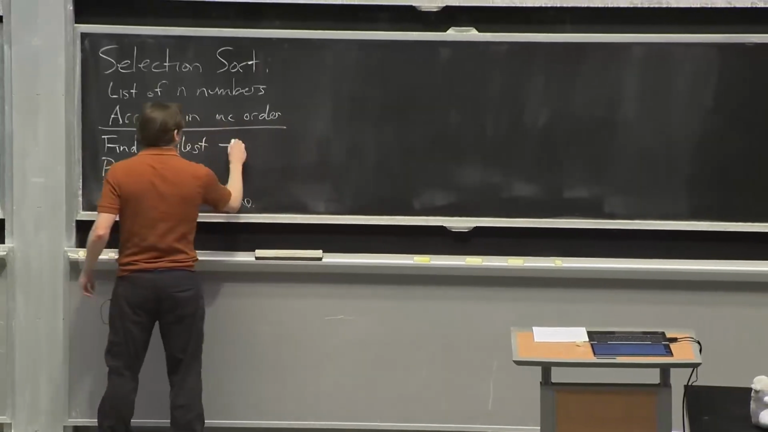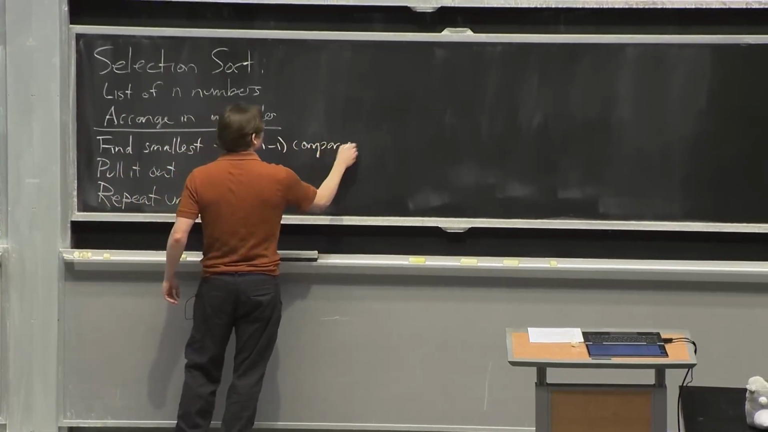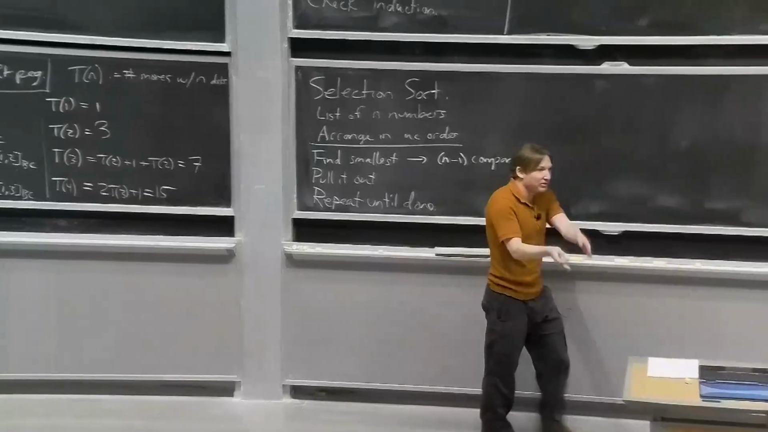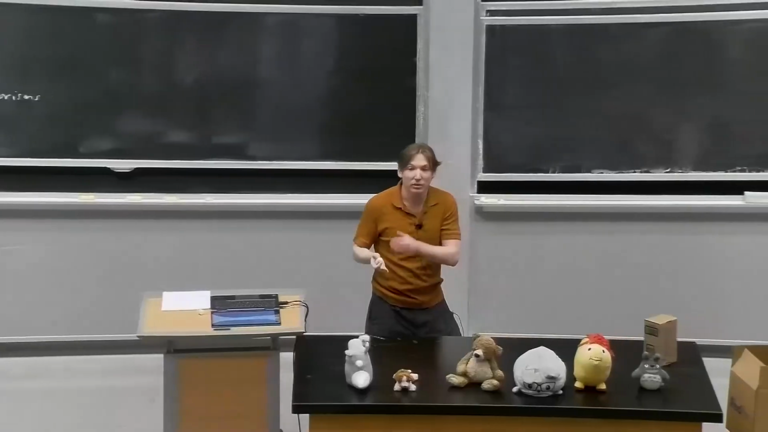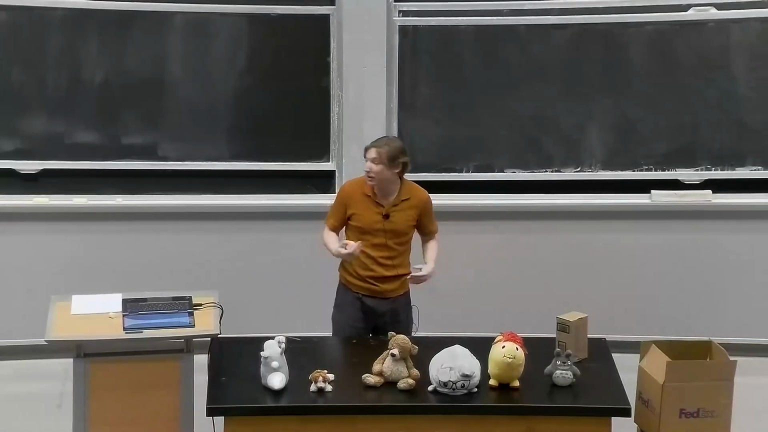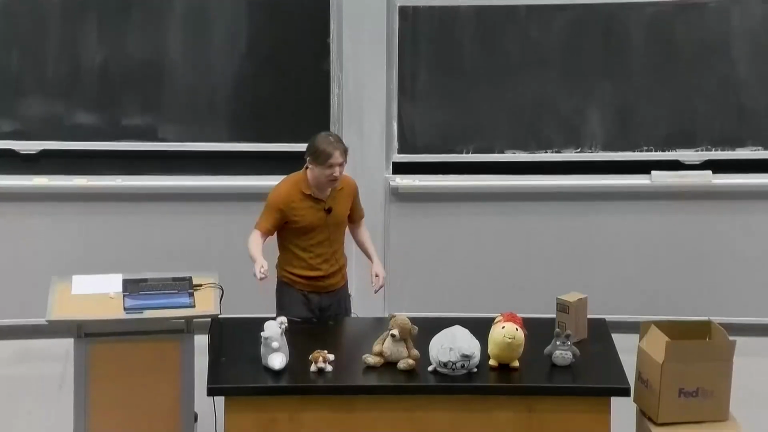And that is how we are going to find the smallest. We can do that with just n-1 comparisons. We compared the first two. Then whoever won that, we compared to the third. Then compared that to the fourth, then the fifth, and so on. So n-1 comparisons. And then you pull them out, and we're going to do it again.